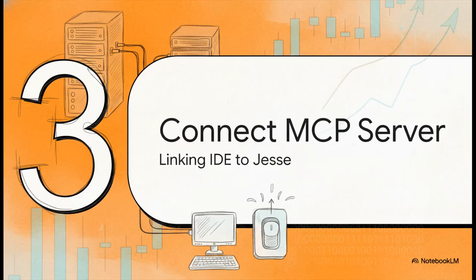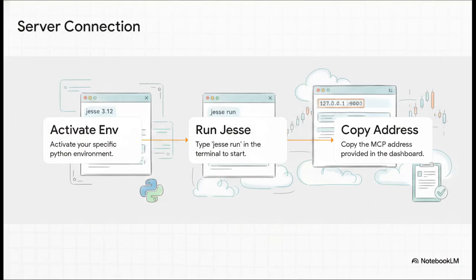Okay, Section 3, connecting the MCP server. This is the terminal execution phase. This is where we flip the switch and turn the trading server on. Let's walk through this like a quick over-the-shoulder tutorial, okay? Open your terminal. Step 1, activate your specific Python environment. Step 2, you just type Jessie run and hit enter. Once you do that and open your Jessie dashboard, it's going to give you an MCP address. Step 3 is simply to copy that address. Now, while the port usually defaults to 9000, 9001, and so on, it really doesn't matter. Just copy whatever address the dashboard spits out for you.